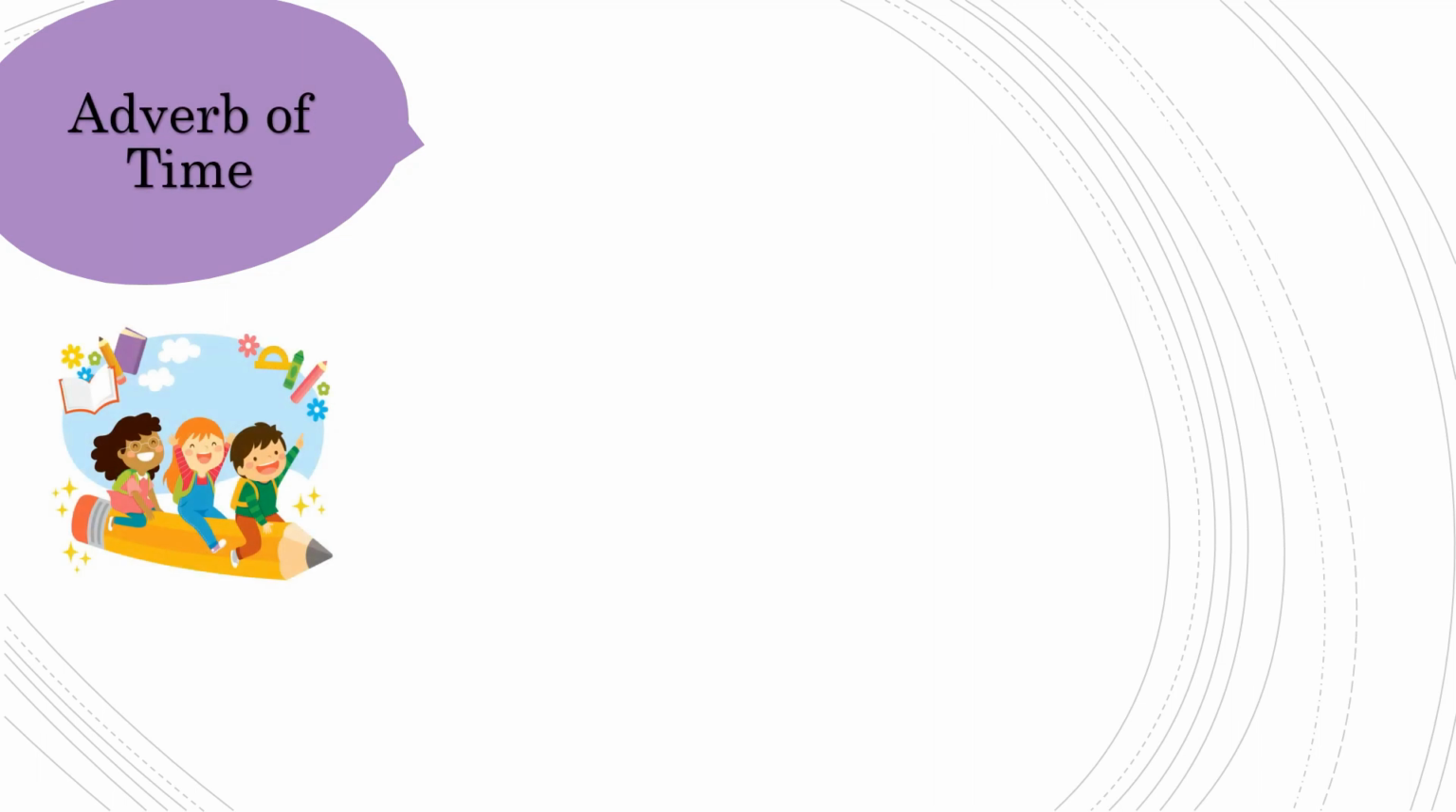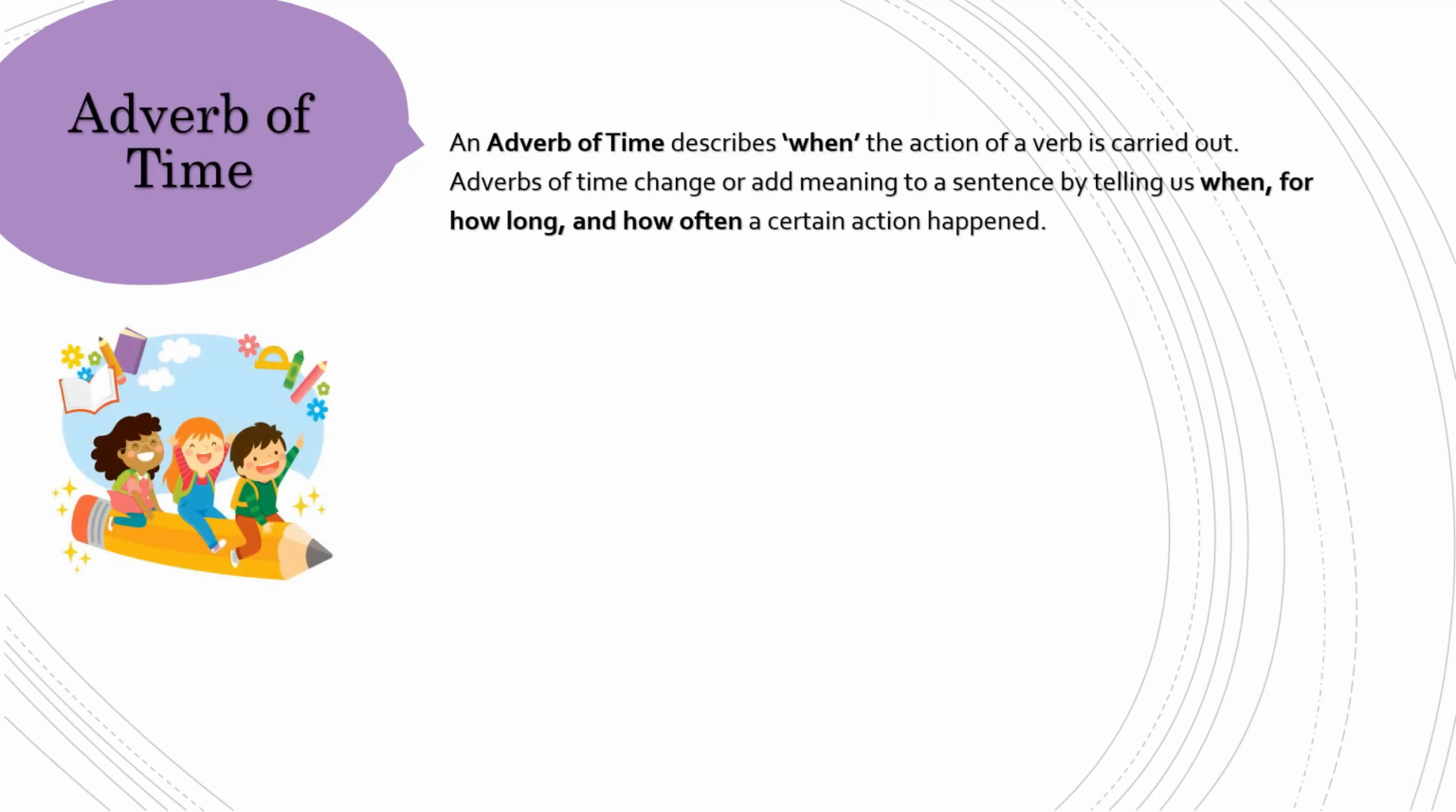Adverb of time. An adverb of time describes when the action of a verb is carried out. Adverbs of time change or add meaning to a sentence by telling us when, for how long, and how often a certain action happened.